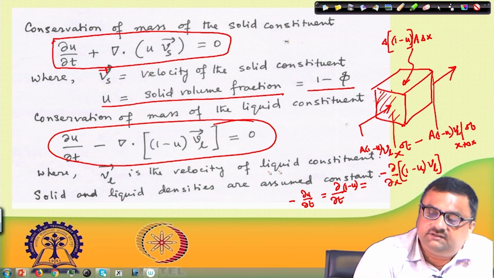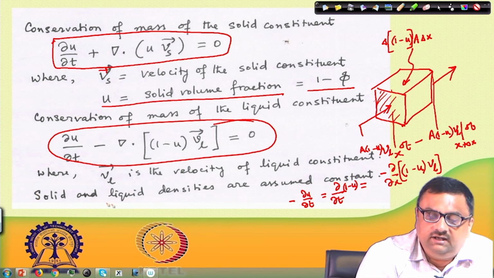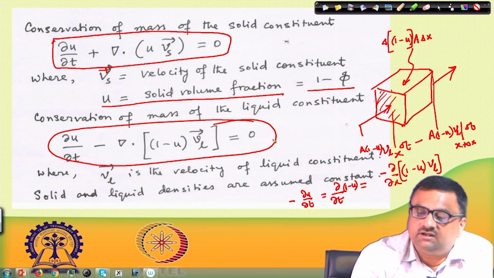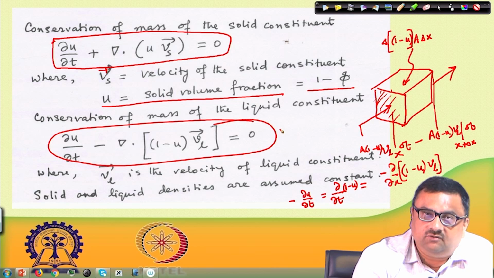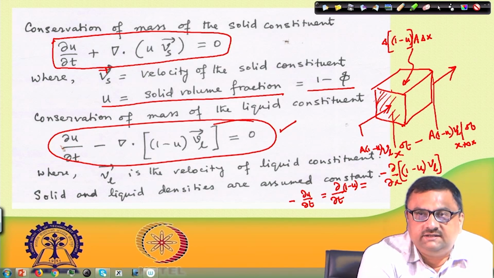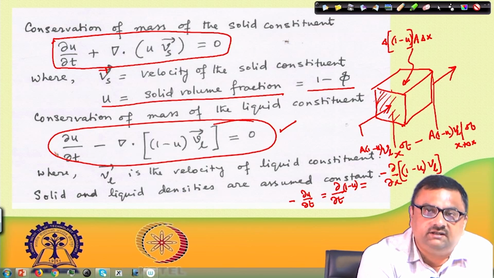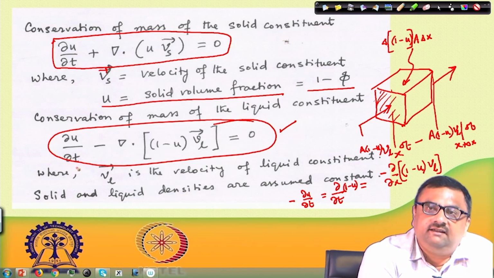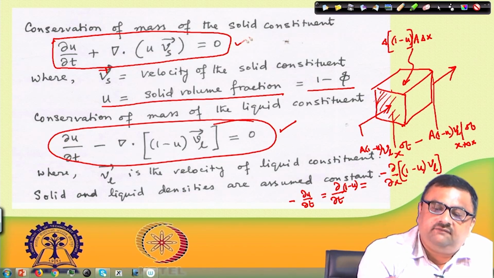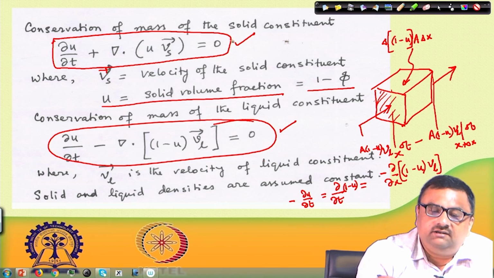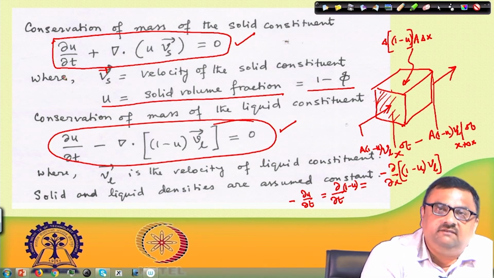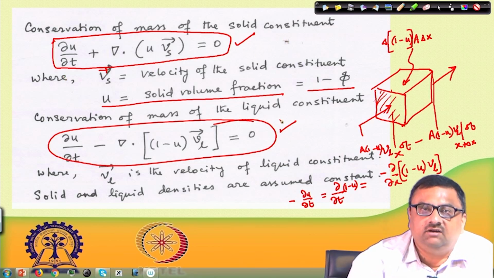Here V L is the velocity of the liquid constituent, and solid and liquid densities are assumed constant. Earlier we had worked with a different form. Obviously, del phi del t we never considered; even for interception of solid we assumed porosity to be constant. But this time we are assuming the porosity is varying with time, so this term is coming here. We now have two equations, one for the solid and another for the fluid, and the porosity term is varying, because U is the solid volume fraction, which is simply 1 minus phi.